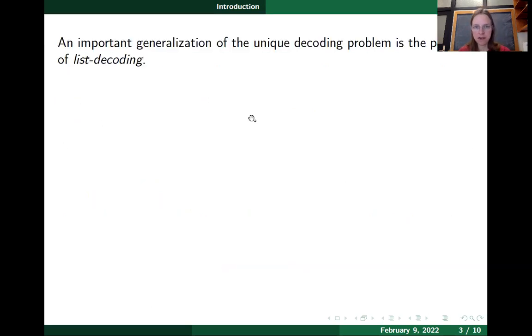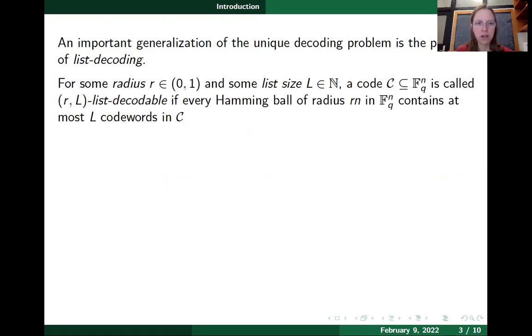An important generalization of the unique decoding problem that many of you probably also know is the problem of list decoding. So let me formally define what list decoding means. For some radius in the interval (0,1), so it's a relative radius, and some list size L, which is an integer, we say that the code in F_q to the n is called (R,L) list decodable if every Hamming ball of radius Rn contains at most L codewords of this code.